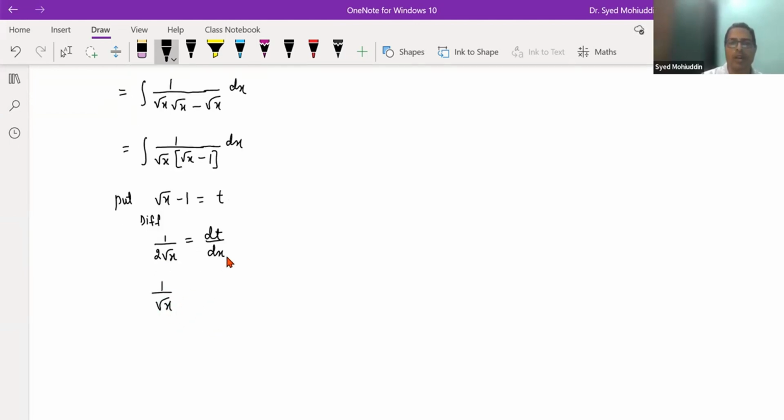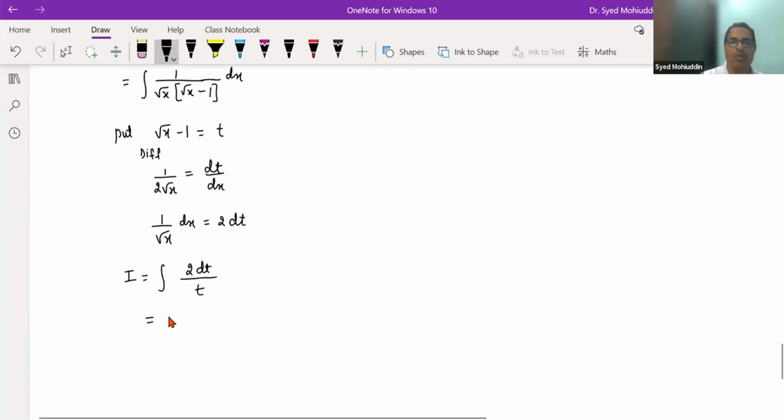Cross multiply the dx on this side. Because 2 is not over here, I'll cross multiply 2 on the other side, so it becomes 2 times dt. Can you see you have 1 by root x into dx? Now you can plug in this value there. Therefore, you get I equals the integral of 1 by root x into dx, which is 2 times dt, divided by root x minus 1, which I have taken as t.